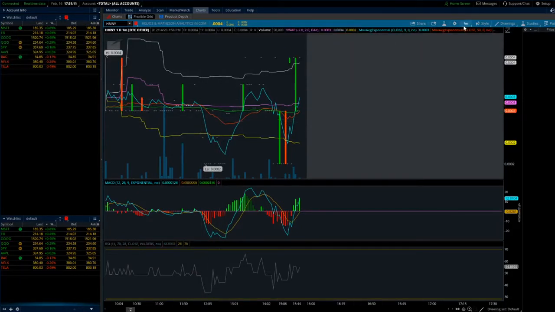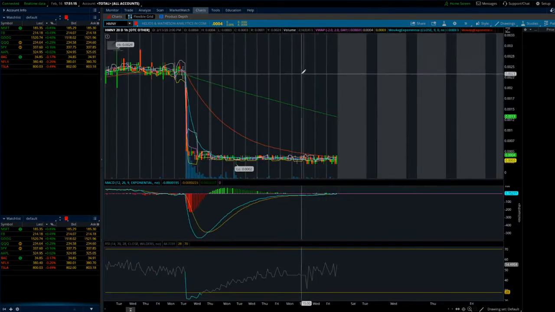You probably want to stay away from low volume stocks like this and things that are going to be very manipulative over time, because you're often not going to come out of that in the green.